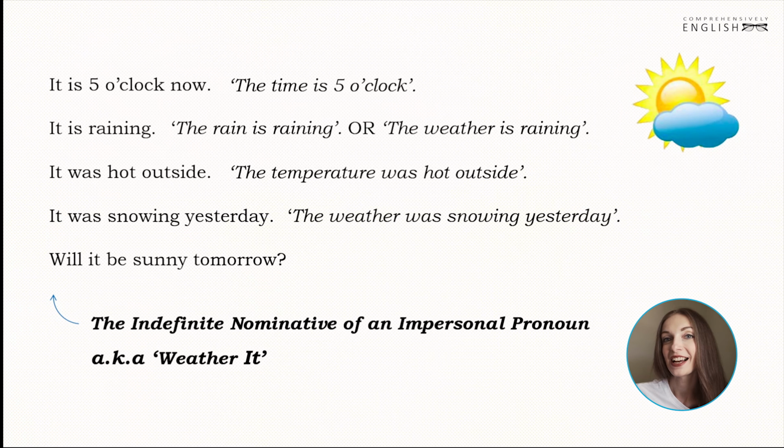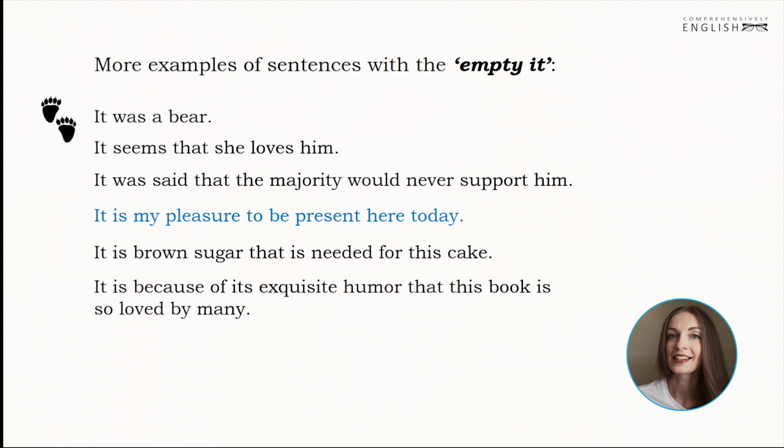Pay attention to this sentence. It is my pleasure to be present here today. It introduces the real subject, to be present here today. According to some grammarians, though, it is the true subject, and the rest of the sentence, to be present here today, is the predicate. So that greatly depends on what theory you stick to.